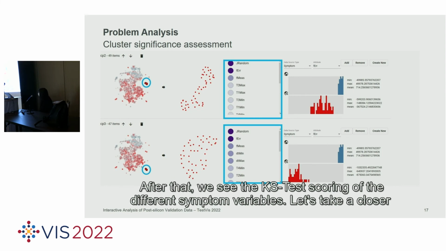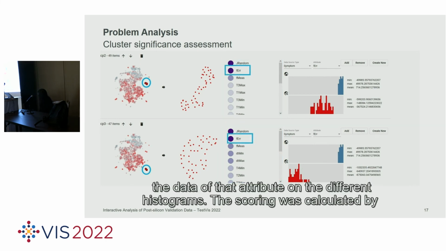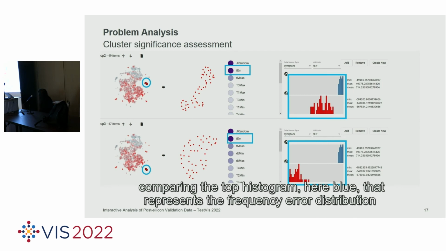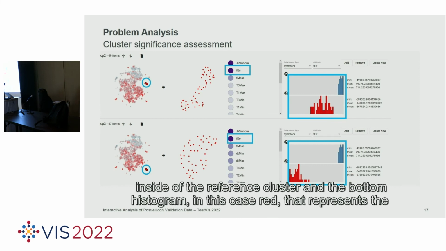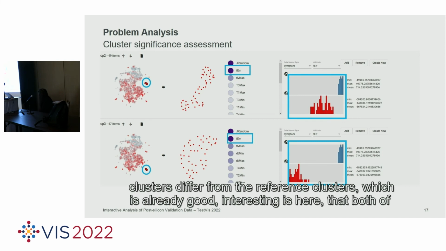Let's take a closer look by selecting the frequency error. When we select an attribute, the histogram will display the data of that attribute on the different histograms. The scoring was calculated by comparing the top histogram, here blue, that represents the frequency error distribution inside of the reference cluster, and the bottom histogram, in this case red, that represents the distribution of the frequency error for each candidate cluster. First, we notice that both clusters differ from the reference clusters, which is already good.